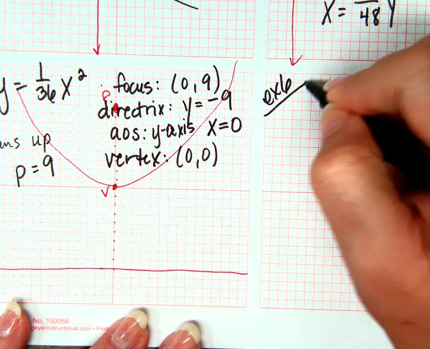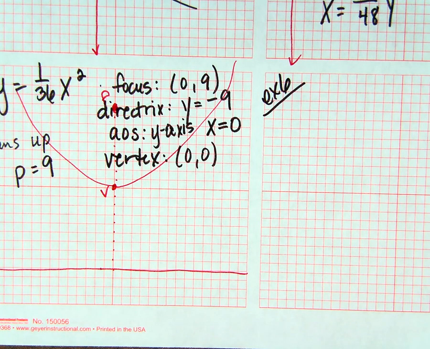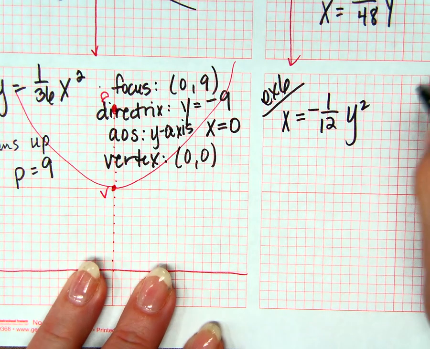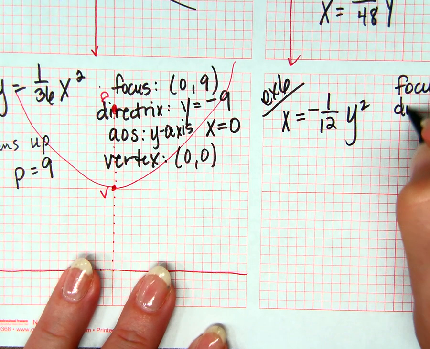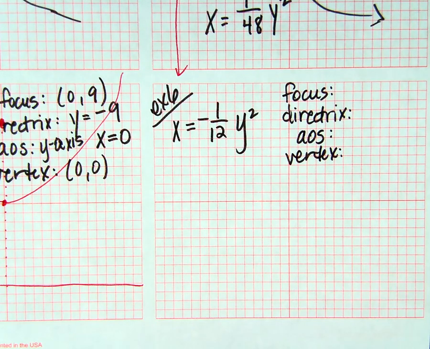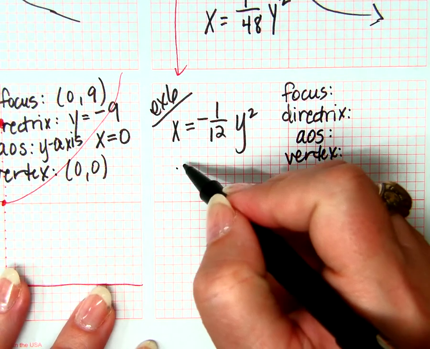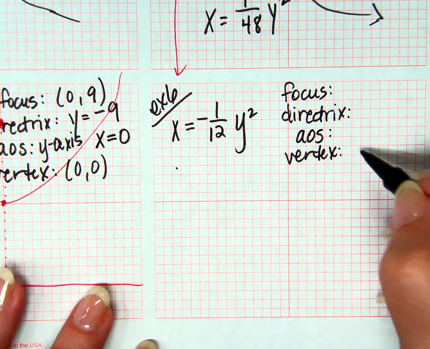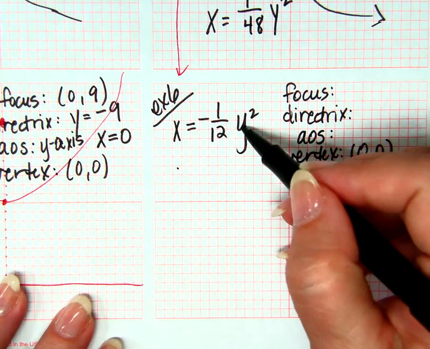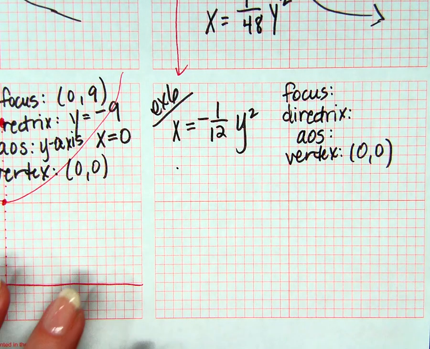Example 6. X equals negative 1 over 12 y squared. Please tell me the focus, the directrix, the axis of symmetry, and the vertex. What do I need first? Okay, where's the vertex? 0, 0. And why is it at 0, 0? Nothing being added or subtracted inside the y or outside the y, right? Okay. Vertex is 0, 0.